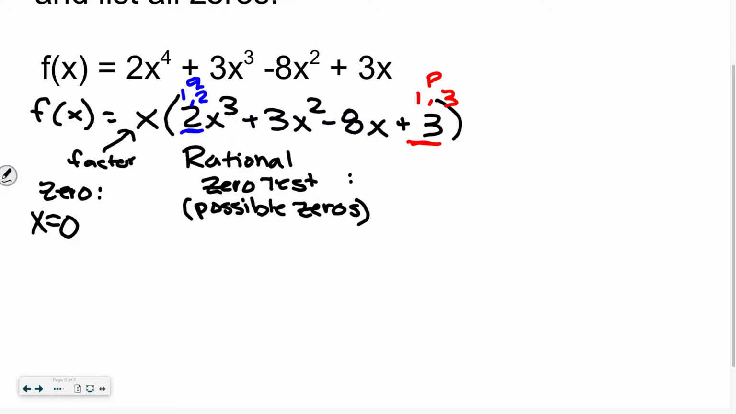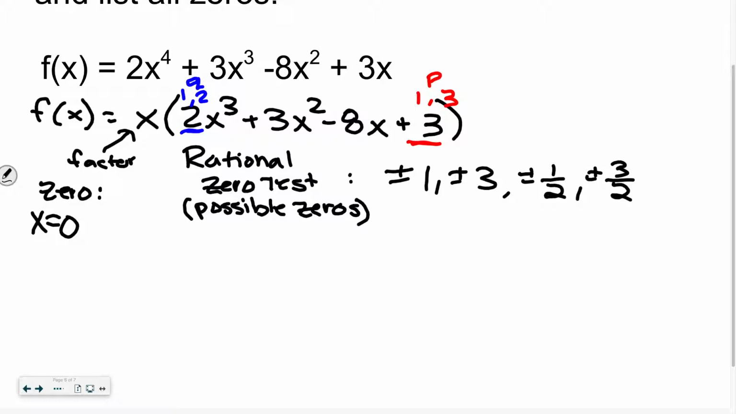Now I'm going to make a list of plus or minus all the p's over q's. So I'm going to take 1 and 3 and put them over 1. Well, that's easy, right? Plus or minus 1, plus or minus 3. Then I take all the factors of p, 1 and 3, and I put them over 2. If they produce a new factor that's not already on the list, then I should add it to the list. So like 1 over 2 is new, and so is 3 over 2. How many zeros are on my list? 8. 4 positive and 4 negative.